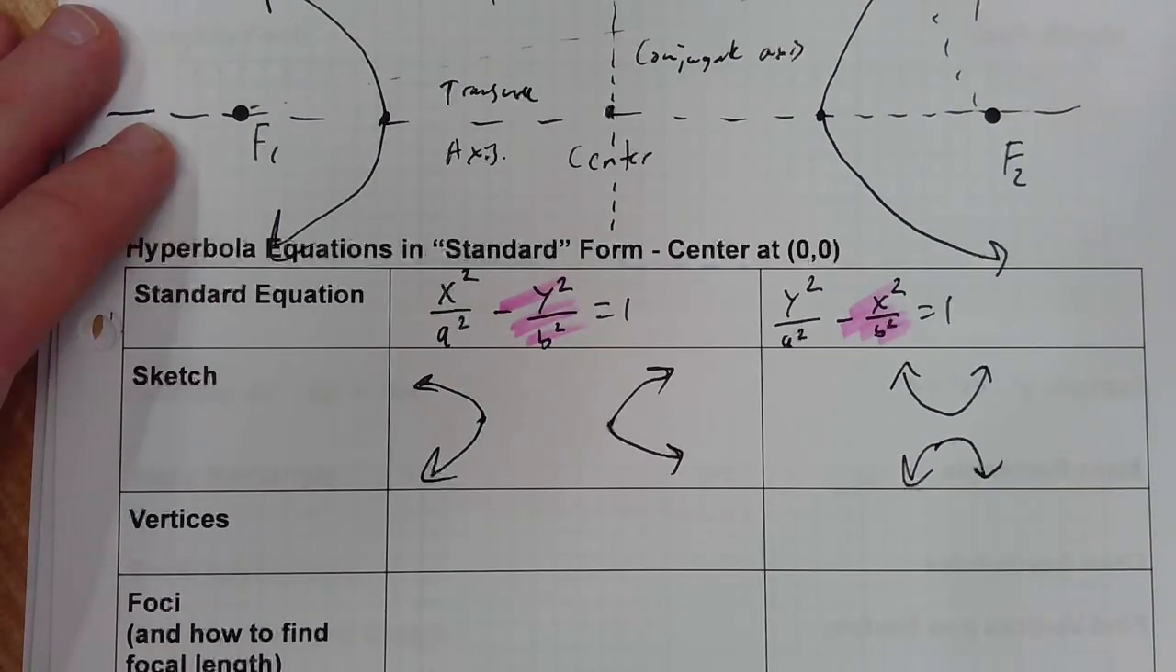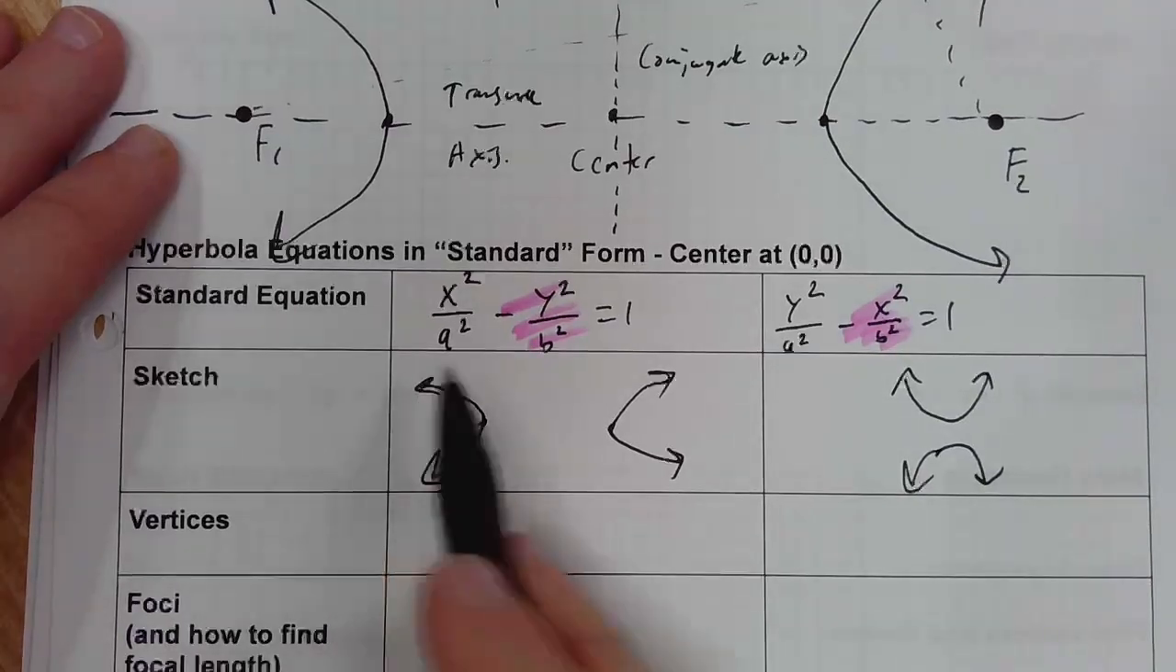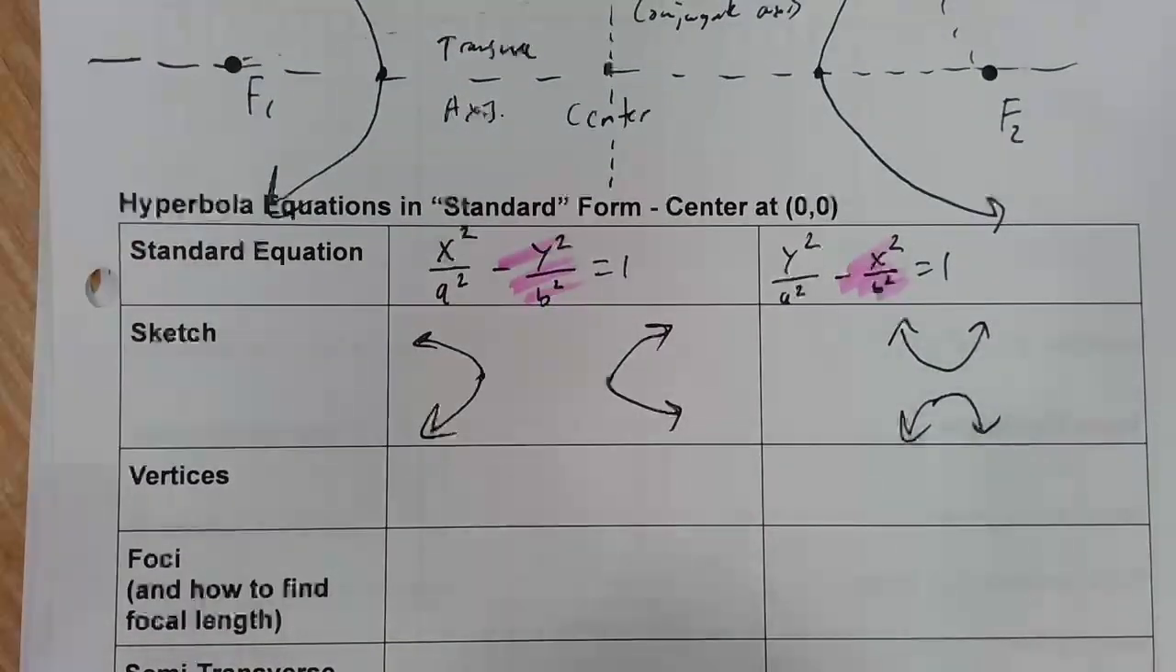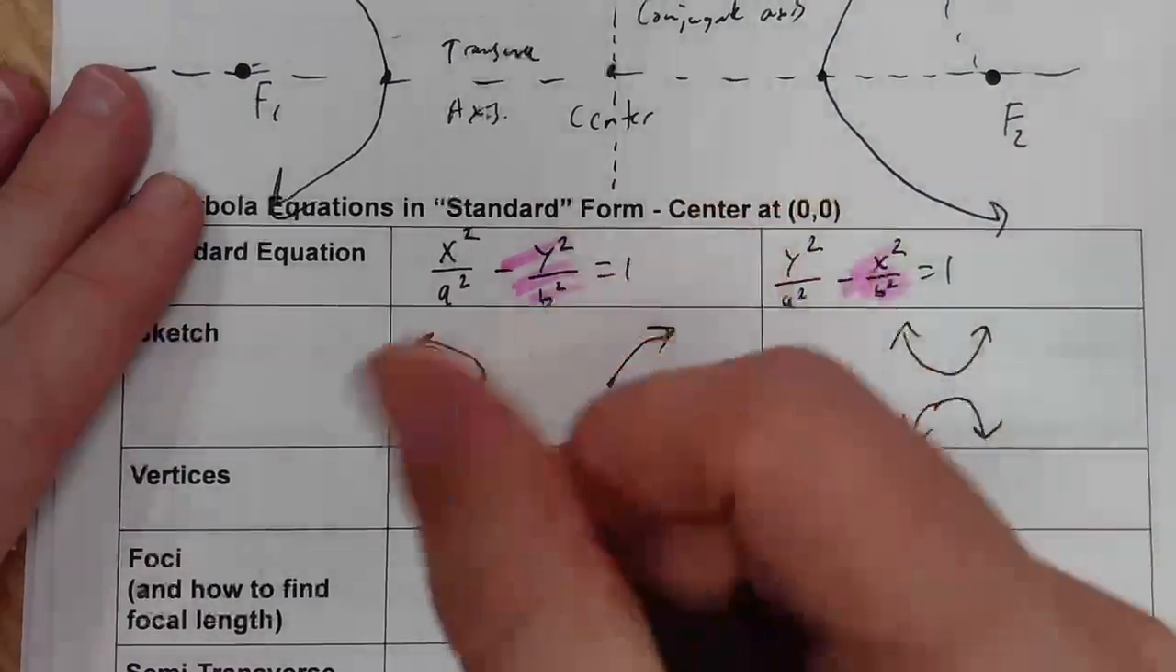The way that we find the vertices is through the a. Now the a does not have to be larger than b. Remember in ellipses, a was the larger of the two numbers, and that sort of told us if it was wide or tall. Remember that? But in this case, that's not quite how it works.